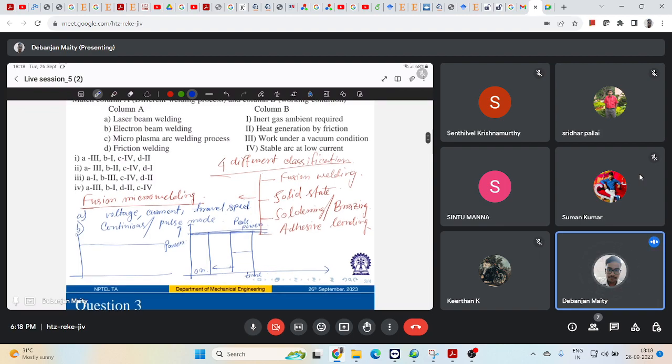Where was I? Pulse mode, right? If you are flowing your current and voltage continuously, you can have a greater amount of melting over a specific location. To reduce that, you can use the pulsed mode operation. Understood? Yes, sir.